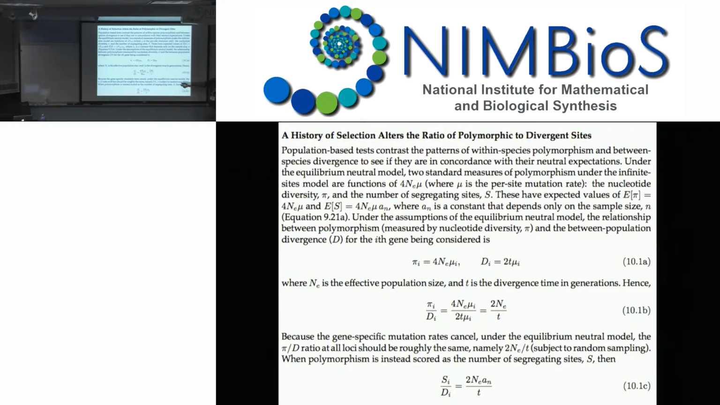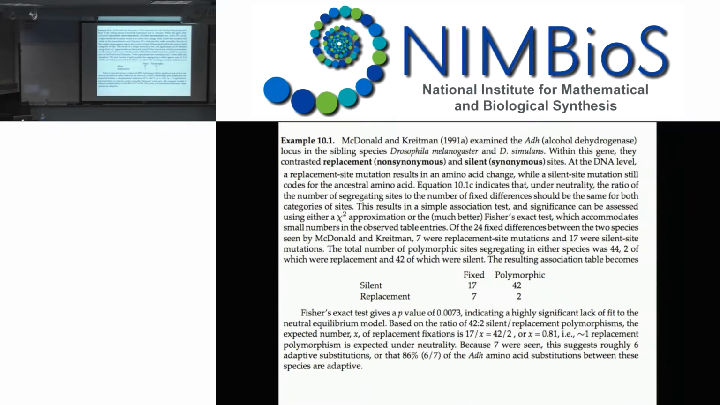If instead of measuring diversity by polymorphism, by measuring pi, I measure segregating sites, I get something very similar. The only difference now is I get this a_n, which is a sample size feature. But again, if I have a number of genes from the same sample, that ratio should be the same. So under the neutral theory, there's this prediction that the polymorphism to divergence ratio should be constant over genes, or over different regions within a gene, such as synonymous versus non-synonymous.